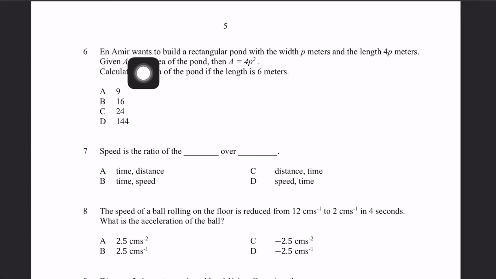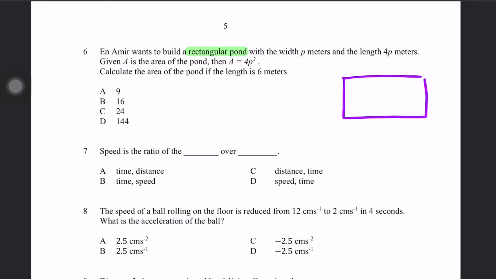Okay, so sini kata wants to build a rectangular pond. Rectangular pond, so kita ada satu kolam berbentuk segi empat tepat, rectangular, with width p, length 4p. So this is p, this is 4p. Okay, given area A of the pond is 4p square. Betul lah, panjang darab lebar, 4p times p is 4p square. Calculate the area of the pond if the length is 6 meter.